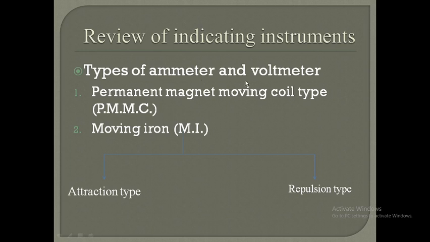Now, types of ammeters and voltmeters used. Which types of ammeter? Permanent magnet moving coil type and MI type, that is moving iron type. First we are going to discuss the permanent magnet moving coil type.